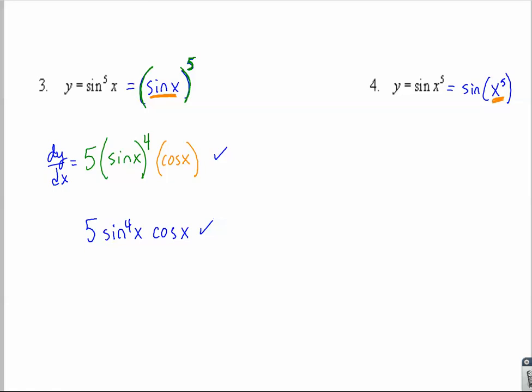This one, the outside, this time is the sine function. Sine is the outside, so that's the part that gets changed.